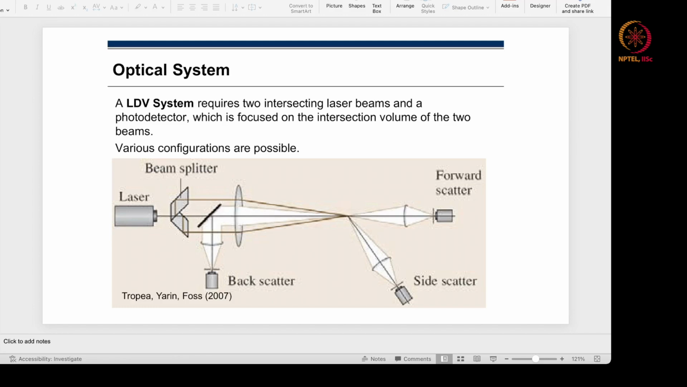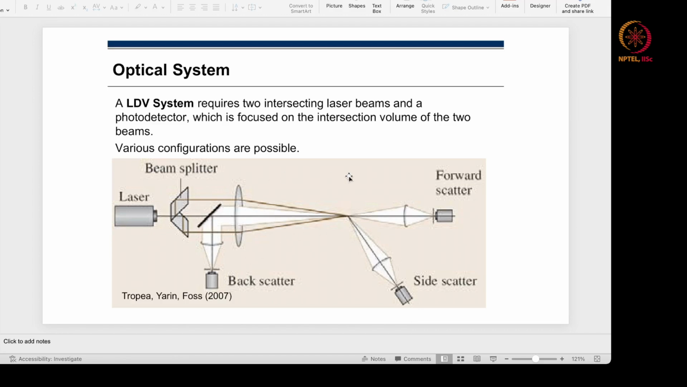Okay. Now, if we go to the optical system that is actually used for measurements, what we do is we have a laser, and then you split the laser light into two using a beam splitter. You preserve the coherence or the phase, and then you pass through the lens and focus it to a particular measurement volume that we already know. After that, whatever happens you are not concerned about, but then you are focusing your photodetector and measuring, this is a typical side scatter, this is a forward scatter, and this is a back scatter.